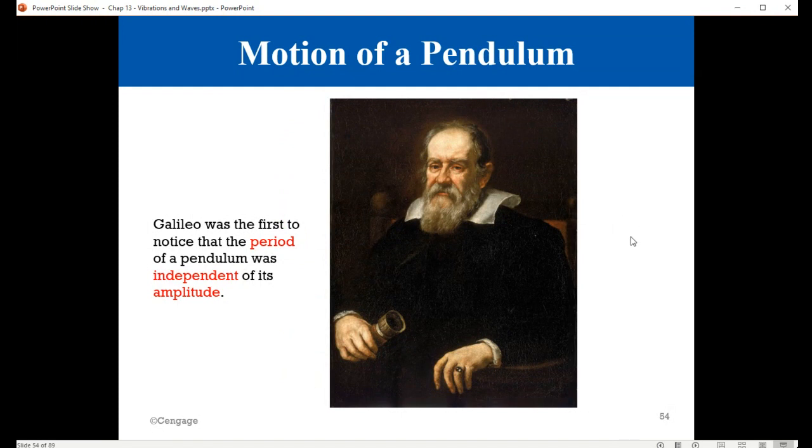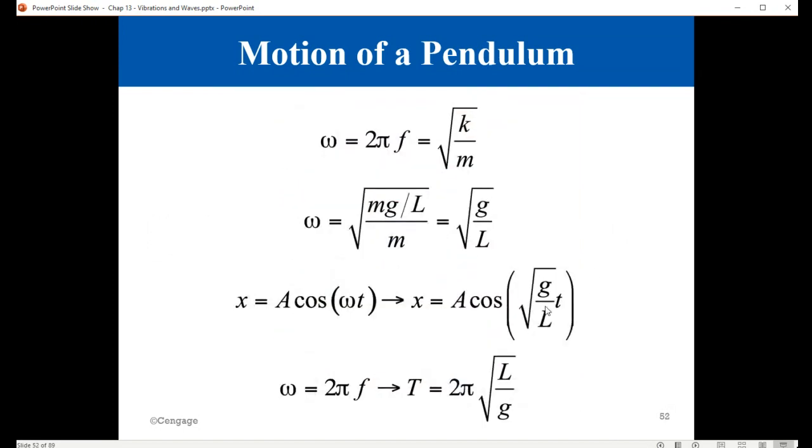Galileo was the first to notice that the period of a pendulum was independent of its amplitude. The period is independent of the amplitude. Galileo was the first to notice that and to report about it. The period depends on L and g. g is constant. If you are on Earth's surface, g is 9.8 meters per second squared. So the period of oscillation for the pendulum then depends on the square root of L.